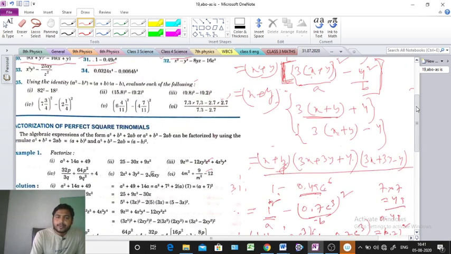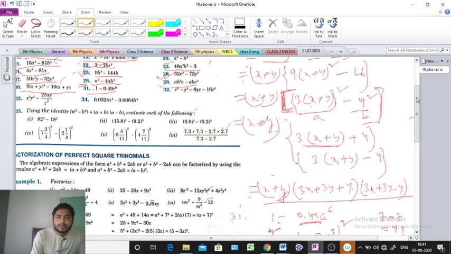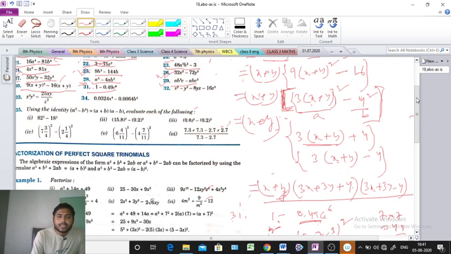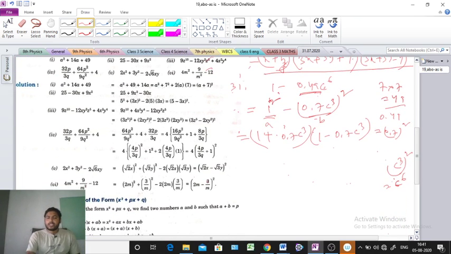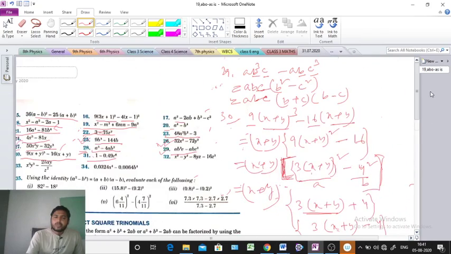Clear, everyone? Very easy or very hard? Very easy. 1 minus 0.49 into c to the power 6, that is the question. So the answer will be 1 plus 0.7 c cube into 1 minus 0.7 c cube. This is the answer, with the help of the A square minus B square formula. Clear? So I hope everyone understood.